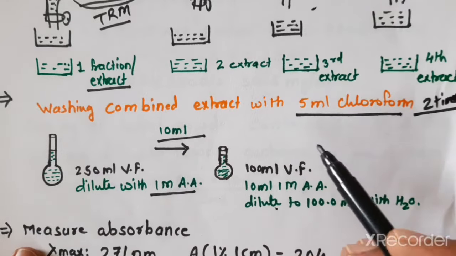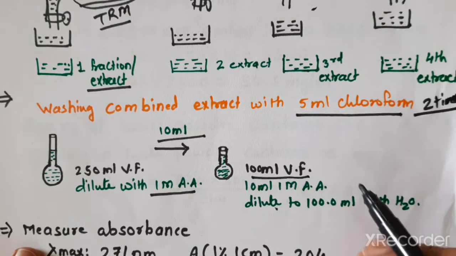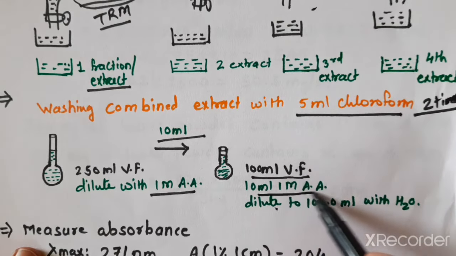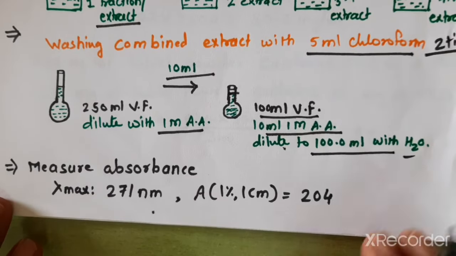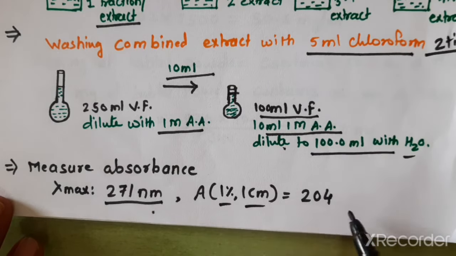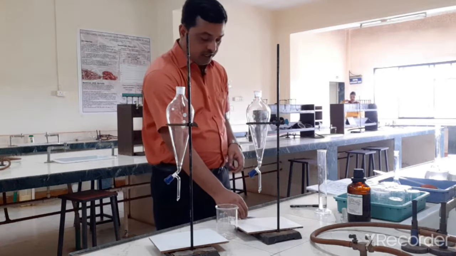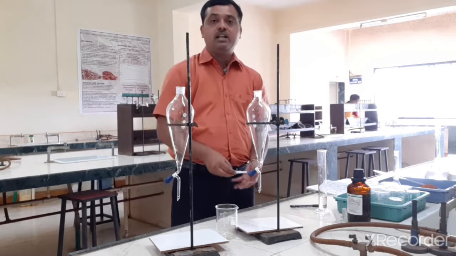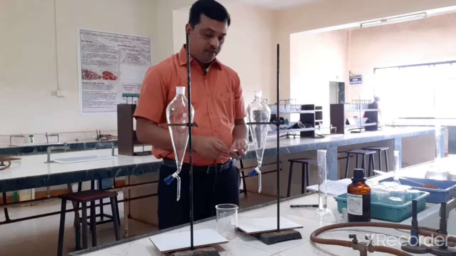Once you do the dilution, mix it properly, and then from this pipette out exactly 10 ml into a 100 ml volumetric flask. Then add 10 ml of 1 molar acetic acid and dilute the final volume up to 100 ml with distilled water. Then we measure the absorbance at the lambda max of trimethoprim, that is 271, and A1% 1 cm is 204. We have taken an equivalent weight of powdered tablet which contains 50 mg of trimethoprim.